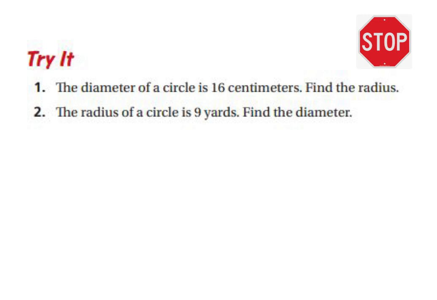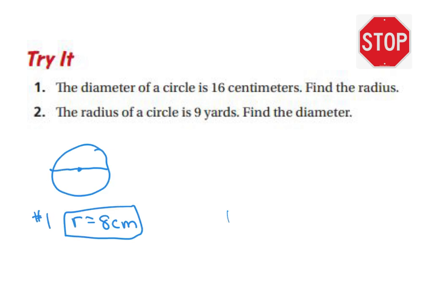Okay, so the diameter of a circle for number 1 is 16 centimeters all the way across. So then the radius is going to be 8 centimeters. And so that's for question number 1. And then for number 2, the radius of a circle is 9 yards, and we want to find the diameter, so that would be double. So the diameter is 18 yards.